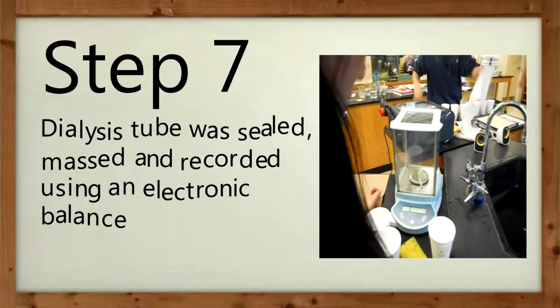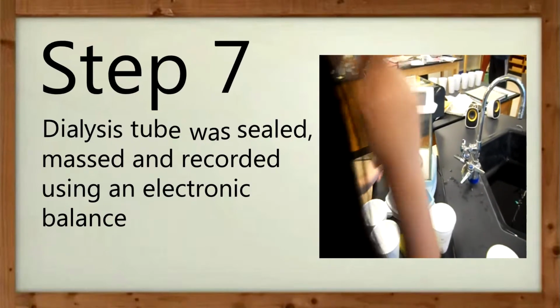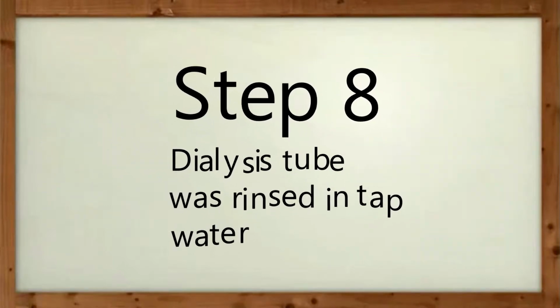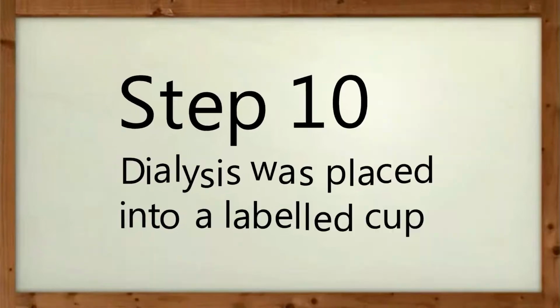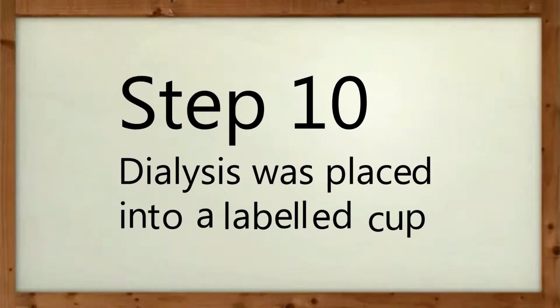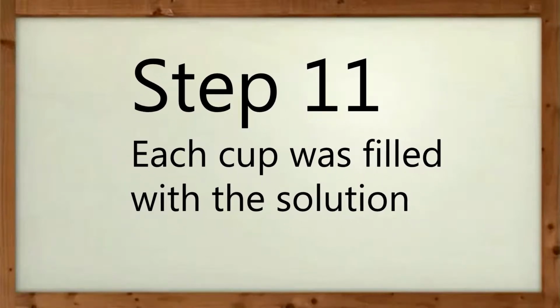Step 7. The dialysis tube was sealed off with dental floss and, using an electronic balance, the mass was measured and recorded as the initial mass. Step 8. The dialysis tube was rinsed in tap water. Step 9. Steps 3 to 8 were repeated using starch, NaCl, and distilled water. Step 10. Each dialysis tube was placed in a cup according to its pairing. Step 11. The cup was filled with the correct solution pairing until the tube was submerged in the solution.